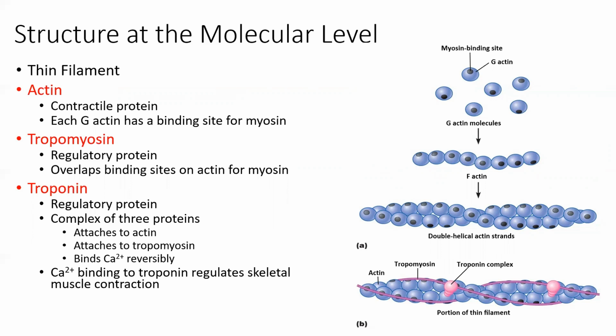And then two of those F-actins wrap themselves around each other, kind of like DNA, a helical sort of arrangement. And then that forms our actin filament. Now, as a part of that actin filament, there are two other regulatory proteins. So these proteins are not contractile. They're not actually involved in the shortening of the myofibril and the sarcomere, but they're involved in the regulation of muscle contraction, hence the term regulatory proteins.